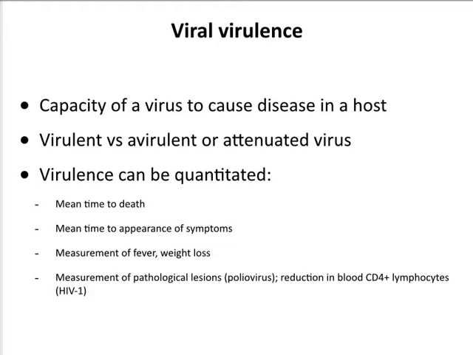All right, so what is viral virulence? It is the capacity of a virus to cause disease in a host. So we talk about virulent viruses as causing disease, and avirulent viruses as not. Sometimes we call them attenuated, or we say their virulence is attenuated. Many vaccine viruses are attenuated in their virulence. They don't cause disease, but they give you an immune response.